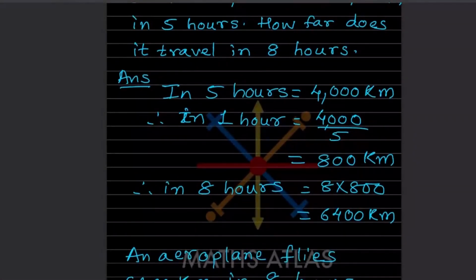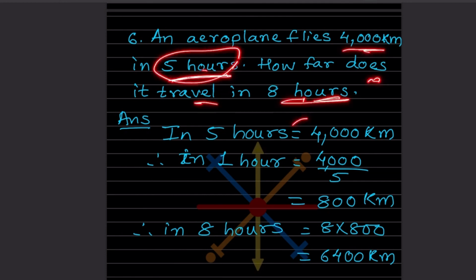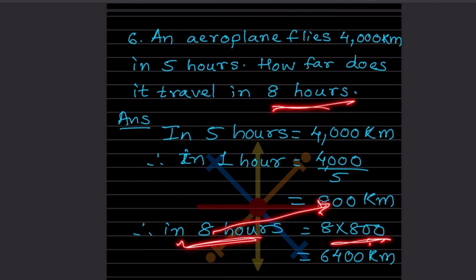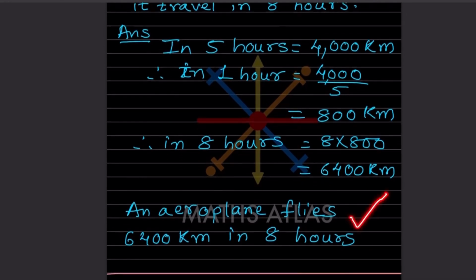And now we will do one more problem here of the same type. Now look here. An aeroplane flies 4,000 kilometers in 5 hours. How far does it travel in 8 hours? So in 5 hours, how much is that? That is 4,000. So I wrote over here. First thing we'll find out in 1 hour. So when you cross multiply, 1 into 4,000 is 4,000, and this 5 goes in the denominator. When you divide this, you get 800. So now we want in 8 hours. So in 8 hours, you are going to multiply this. So 8 into 800, which is 6,400 kilometers. So you have to write this statement: an aeroplane flies 6,400 kilometers in 8 hours.